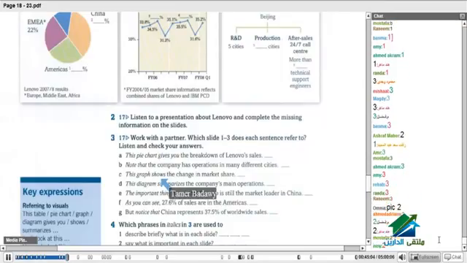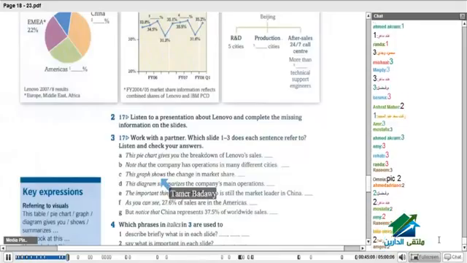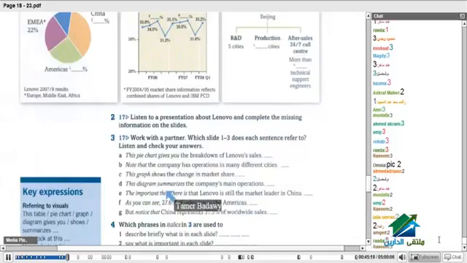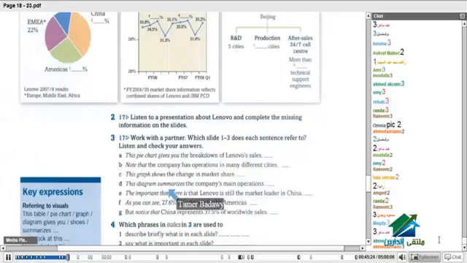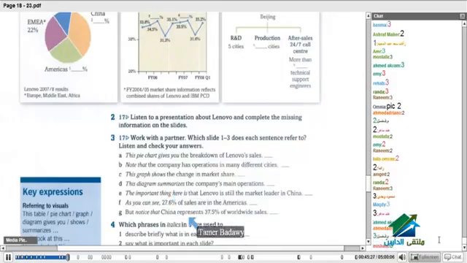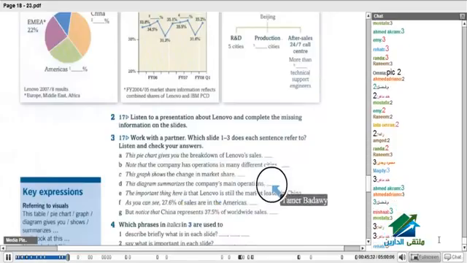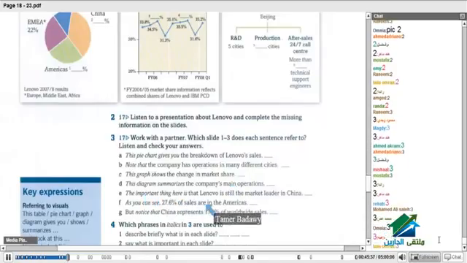This graph shows the change in market share. Good job, Layla, Randa, Amgad, everyone. Randa again. D. This diagram summarizes the company's main operations. That will be number 3. E. The important thing here is that Lenovo is still the market leader in China.